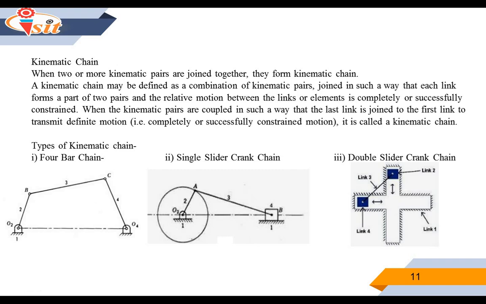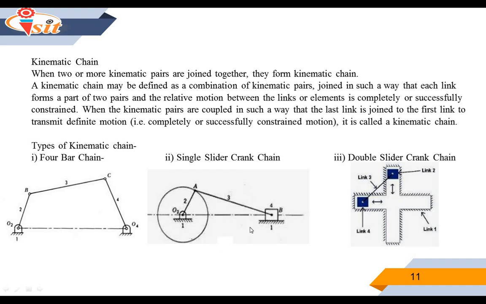The working principle of the four bar linkage or chain mechanism is easy to understand. Here the O2O4 bar is the frame, the CO4 bar is the rocker, the BC bar is the connecting rod, and the O2B bar is the crank. The motion of the rocker causes the connecting rod to transmit motion to the crank to move through a specific path, which is determined by the length of the links and the position of the joints. So this is all about the four bar chain.